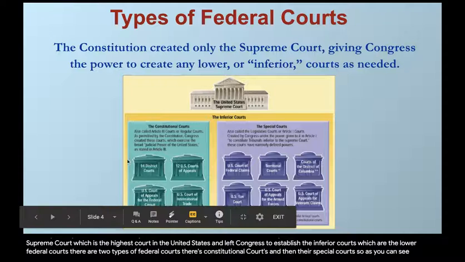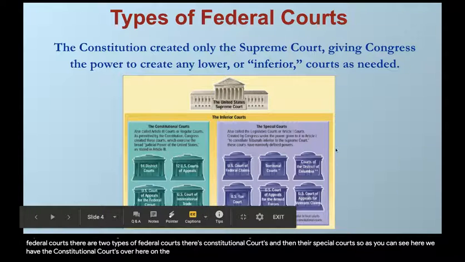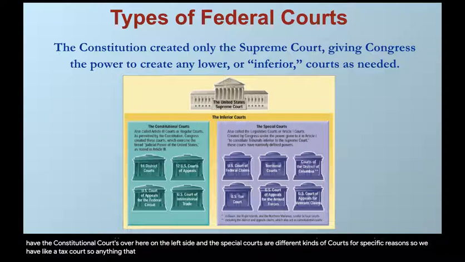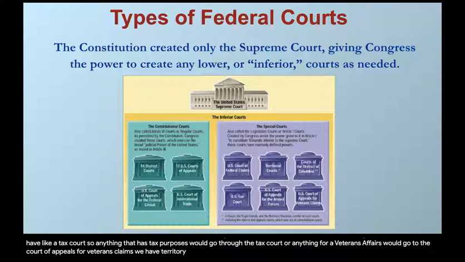As you can see here, we have the constitutional courts over here on the left side, and these special courts are different kinds of courts for specific reasons. So we have like a tax court. So anything that has tax purposes would go through the tax court, or anything for Veterans Affairs would go to the Court of Appeals for veterans claims. We have territorial courts, so courts for those specific things, but they can all go up to the Supreme Court.